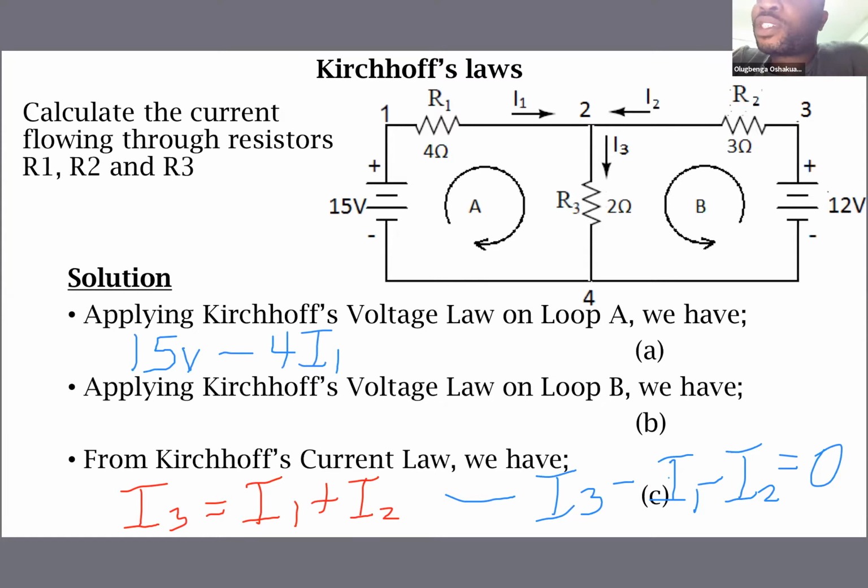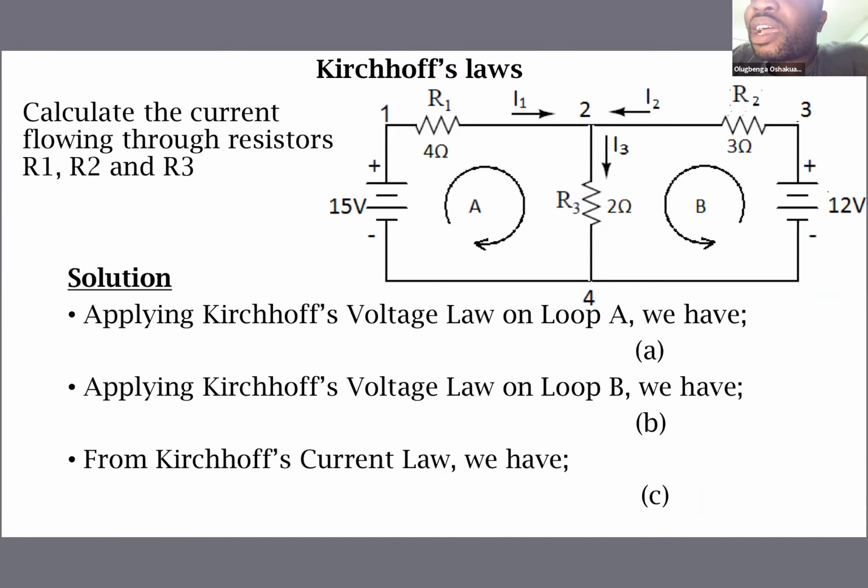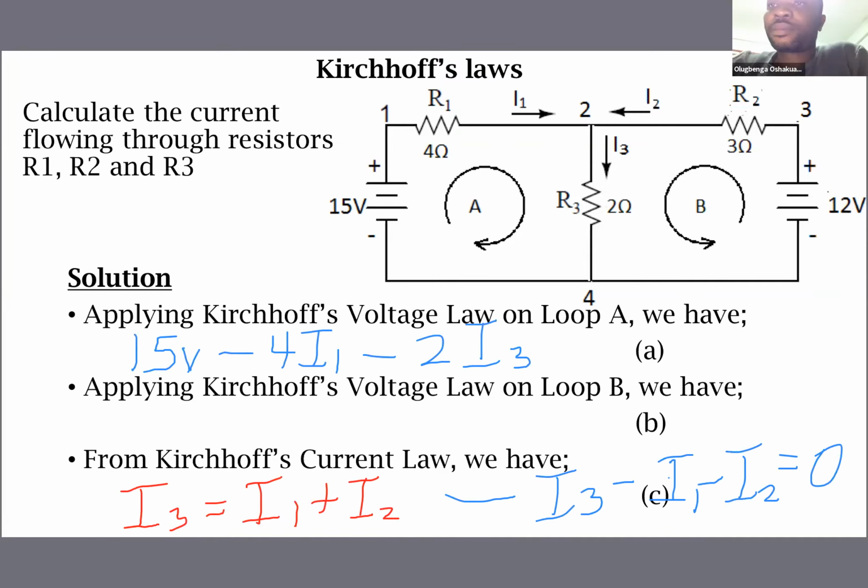Then coming to this resistor R3, because we are interested in just this loop. In this resistor R3, the current flow is I3, and the direction of that current flow agrees with the direction of our loop. And I will still continue to say minus 2I3. Then I'm through with loop A.